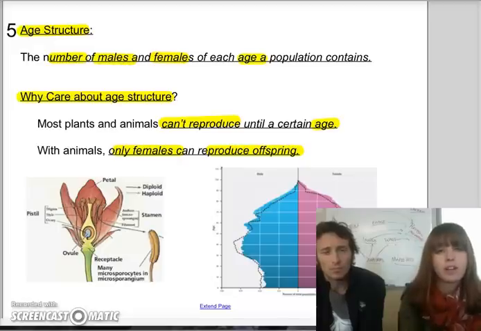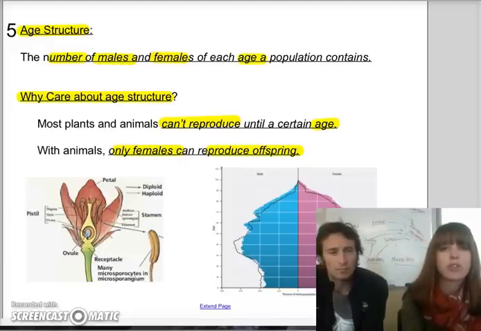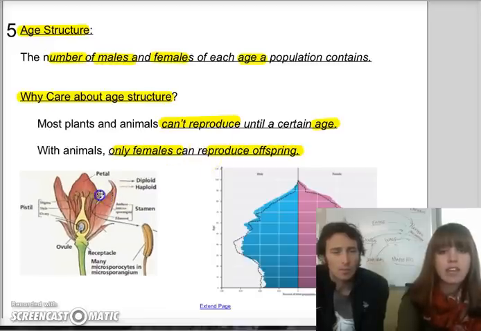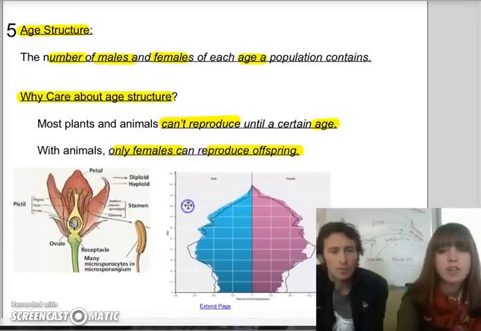Oh, and then last one, we're actually going to look at age structure too. So age structure is showing the number of males and females within each age a population contains. There's lots of reasons why we care about age structure. If we were ecologists and we wanted to know the age structure of, let's say, a certain plant, we would like to know because some plants can't reproduce, or even animals too, till a certain age.